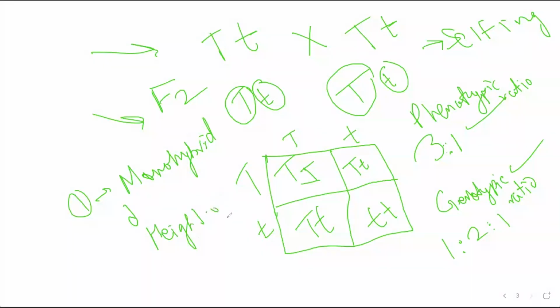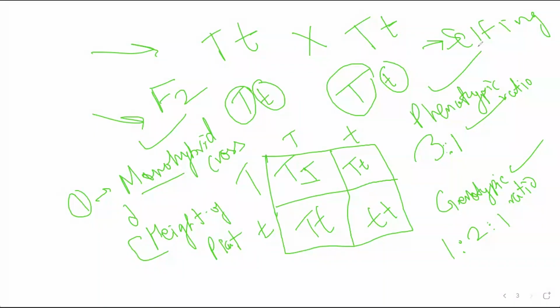I didn't discuss any other character. I was just talking about a tall and a dwarf condition, that is just referring to the height of a plant. So if at one time I'm discussing only one type of character, I'm talking about the monohybrid cross. So now you understood, in a monohybrid cross of the F2 generation, you have a phenotypic ratio of 3:1 and a genotypic ratio of 1:2:1.